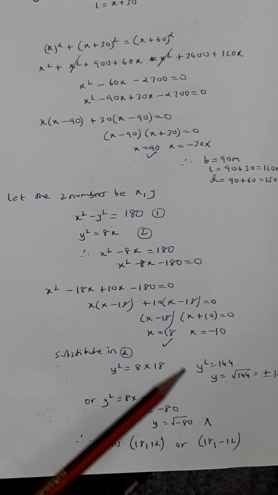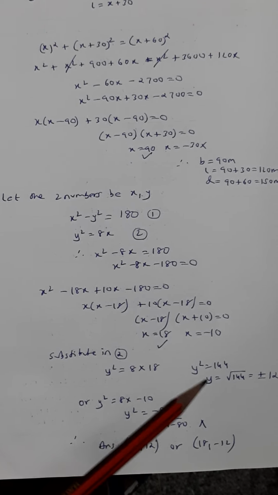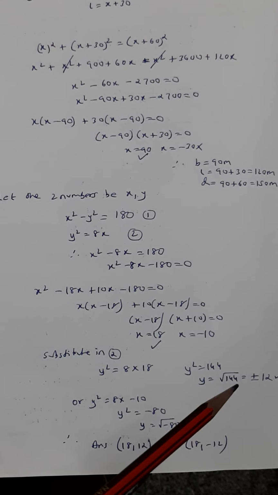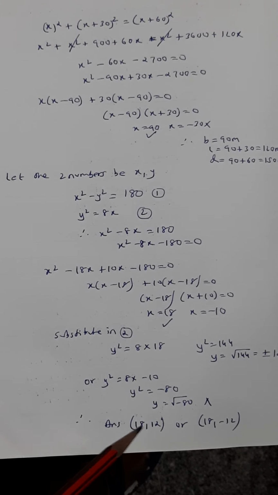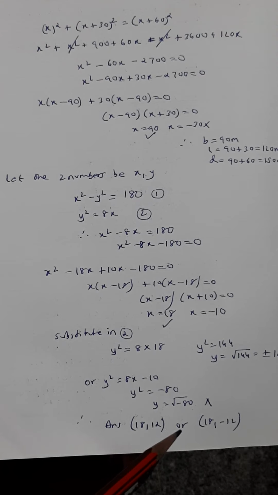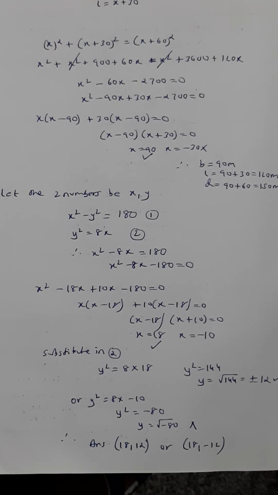So what is our final answer? x can be 18. Negative 10 is rejected. x can be 18 and y can be positive 12 or negative 12. So you can have two possible answers. So the two possible numbers are either 18 comma 12 or 18 comma minus 12. Okay, so that will be the solution for this question.